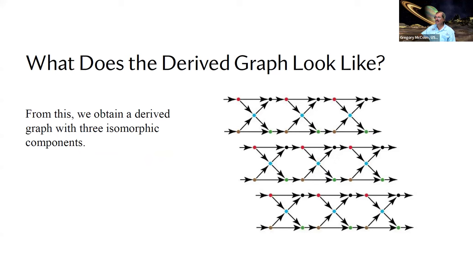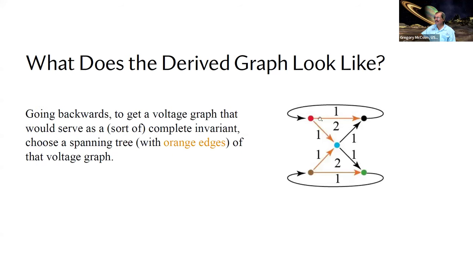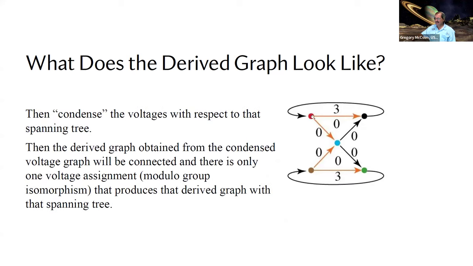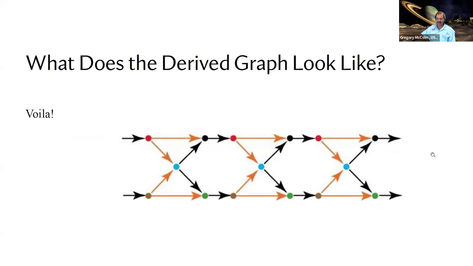This is something that goes all the way back to Gross and Tucker. What they did is they found a spanning tree of the quotient graph. And then they shifted all the voltages so that every single voltage in the spanning tree was zero, so that this spanning tree would be within a single transversal. And then they carried out the derived graph operation, and they got a single frieze. So the thing is that you can have quote-unquote equivalent voltages assigned to the quotient graph, and you'll get different derived graphs. The different derived graphs will only vary in the number of components they have. Every single one of those components will be isomorphic to each other. And there is a way to set up the voltages so you get only a single component.